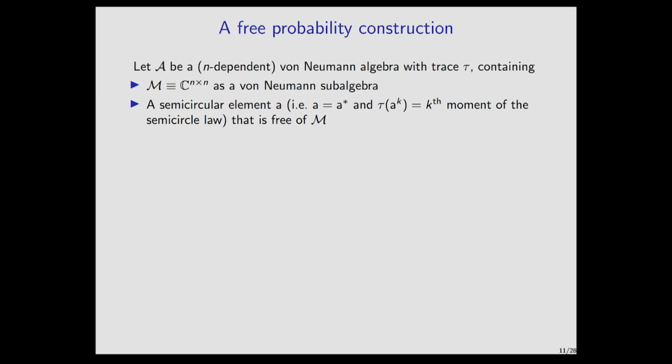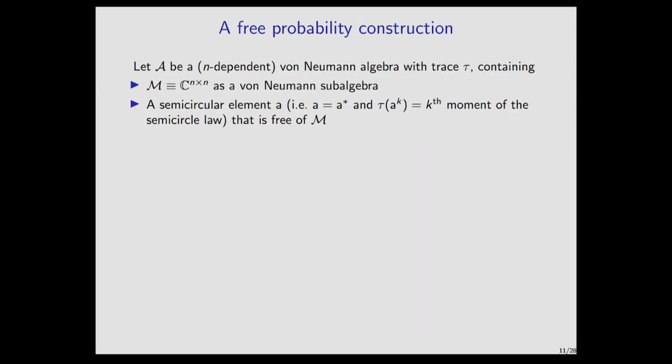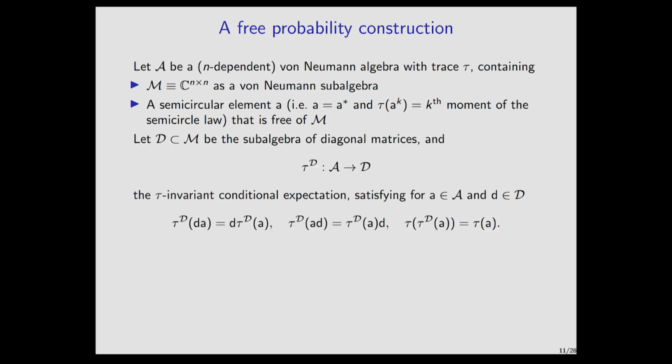And the third thing that I want to review is a free probability construction of these two deterministic equivalent objects. And the construction goes something like this. You consider an infinite dimensional von Neumann algebra. So you should think about just an algebra of bounded linear operators on some Hilbert space, equipped with a trace. It's an n-dependent von Neumann algebra. So contained inside this is actually your space of n by n matrices. I'll call that M. This is embedded as a von Neumann subalgebra. And you also have a semicircular element, meaning its law under this trace tau is semicircular, and this element is free of this n by n subalgebra, this matrix algebra.